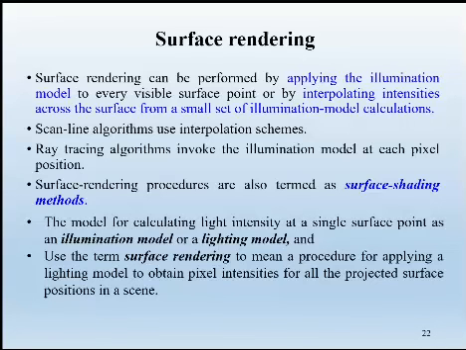Now there are two methods. First, the model for calculating the light intensity at a single surface point, at a particular position or point, is known as the illumination model, and if we use it for a particular scene, for the entire set of pixels, then it is known as surface rendering.